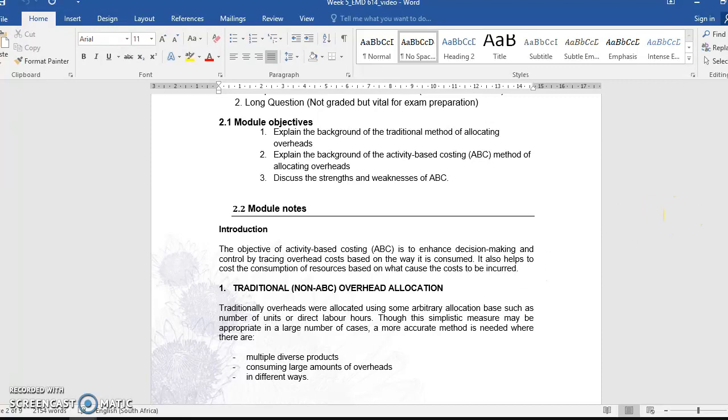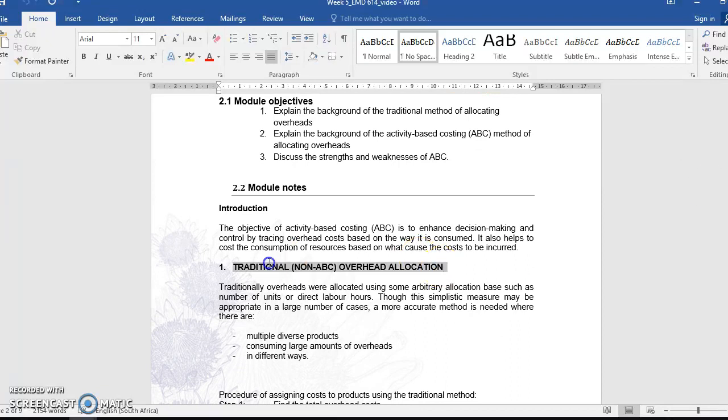Okay, whereas in the traditional method, or the non-ABC method, overheads are typically allocated on some arbitrary basis, such as number of units, direct labor hours. So for example, we produce an Apple computer, and the rent of the factory is an overhead cost, and typically under the traditional basis they would, for example, allocate the rent based on the number of units produced.